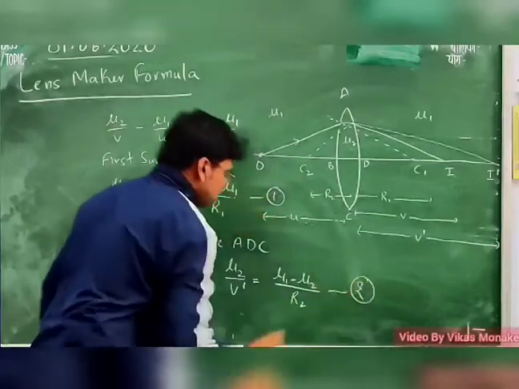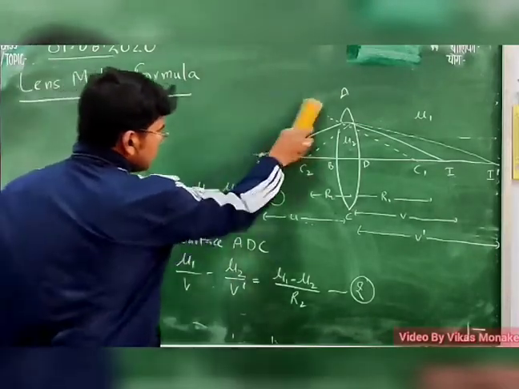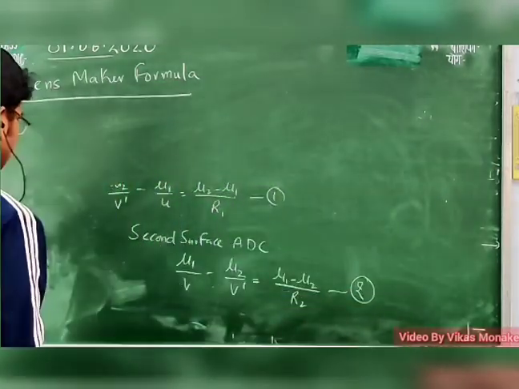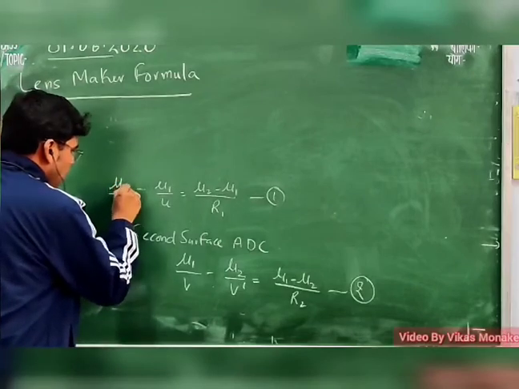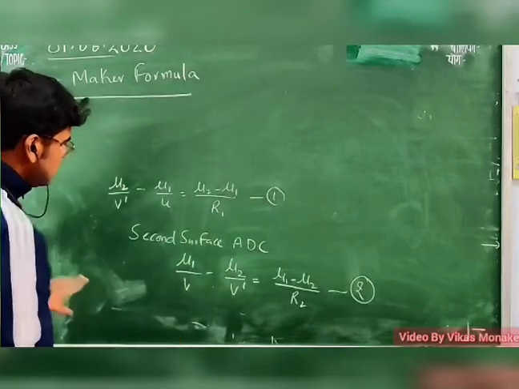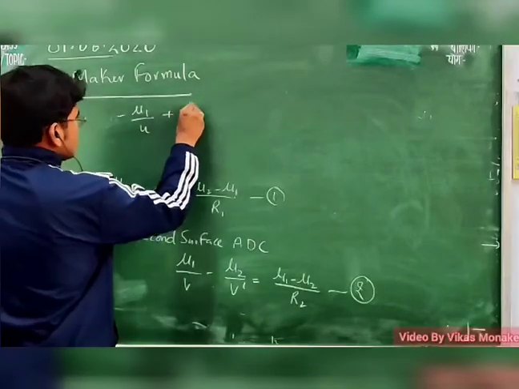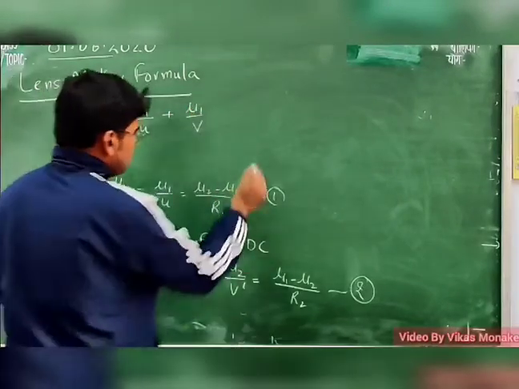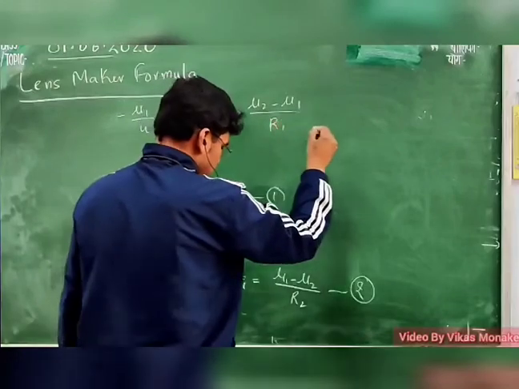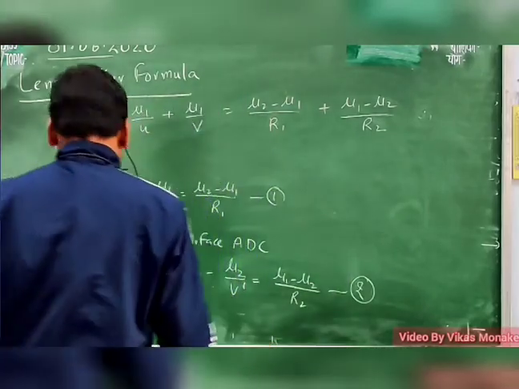Question number 2. Now what do we have to do? We have two equations, 1 and 2. What best can we do with them? We can simply add, because this term will cancel. So adding 1 and 2, what do we get? Mu2 upon v dash and minus mu2 upon v dash cancel. So I will write directly minus mu1 over u plus mu1 over v, which should be equal to mu2 minus mu1 over r1 plus mu1 minus mu2 over r2. We got this.